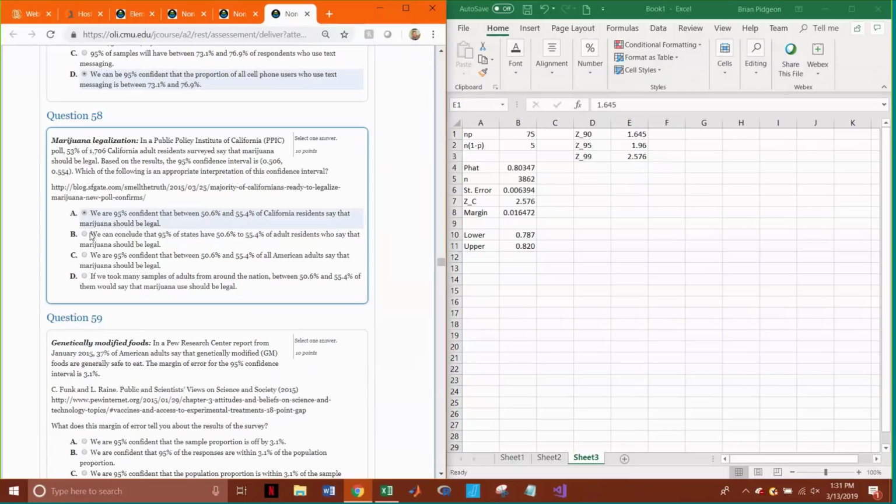And be careful with letter C. Know the intended population that you assessed. We surveyed California adult residents, not all Americans. So it's of California residents.